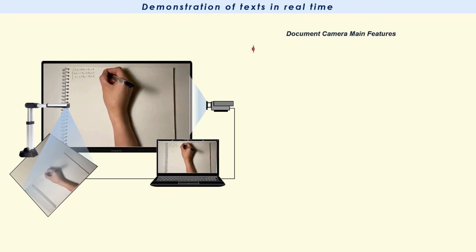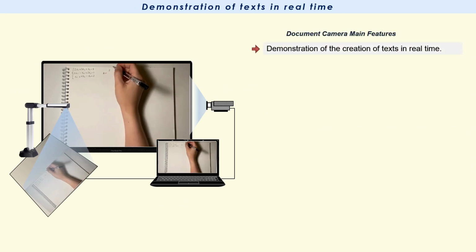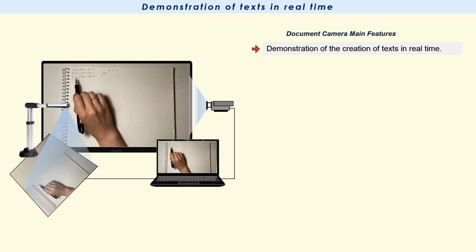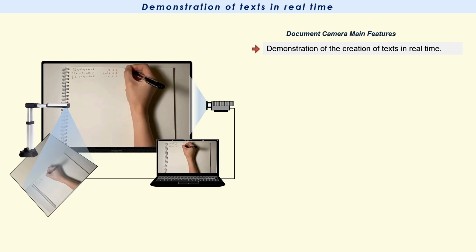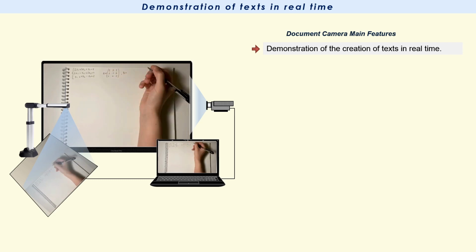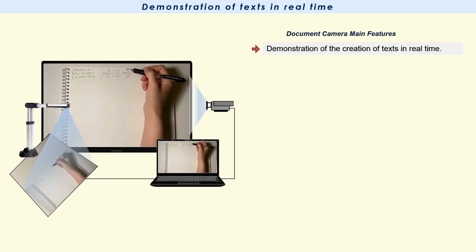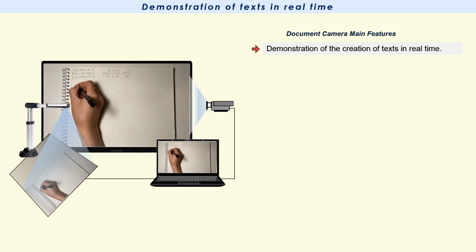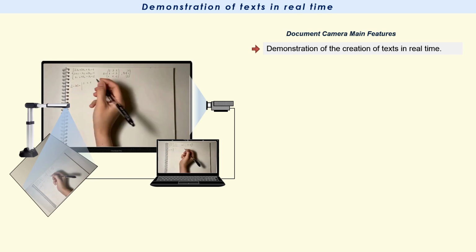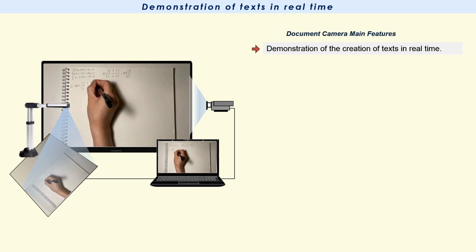Consider the main features of document cameras. The most important is the ability to create and demonstrate any texts in real time. It can be simple texts, formulas, graphs, diagrams, etc. The process of creating educational material with sound can be recorded as a video for reuse and distribution on the web.